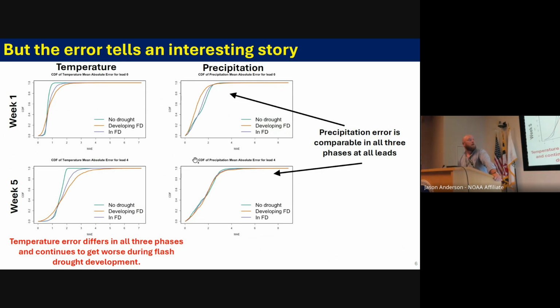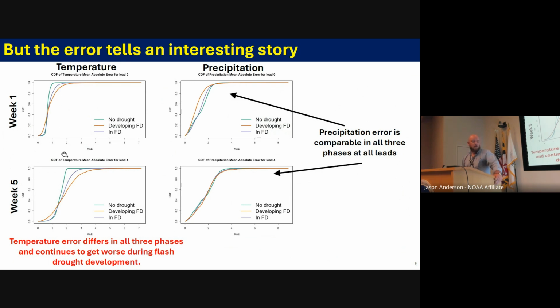We're kind of bounded. Whereas when you go to week 5, you can see all 3 lines are together, a very similar distribution. We do see the error grow, which is something that we would expect. But when we look at temperature, you can see that we have 3 separate regimes at week 1 between the no drought, developing flash drought, and the flash drought being present.